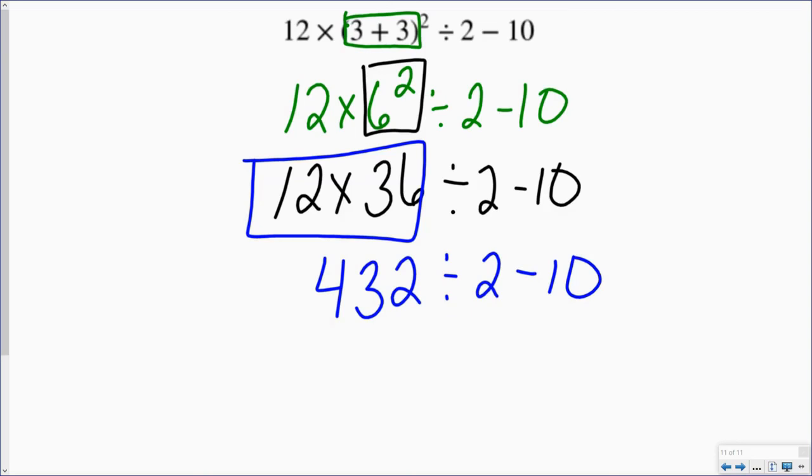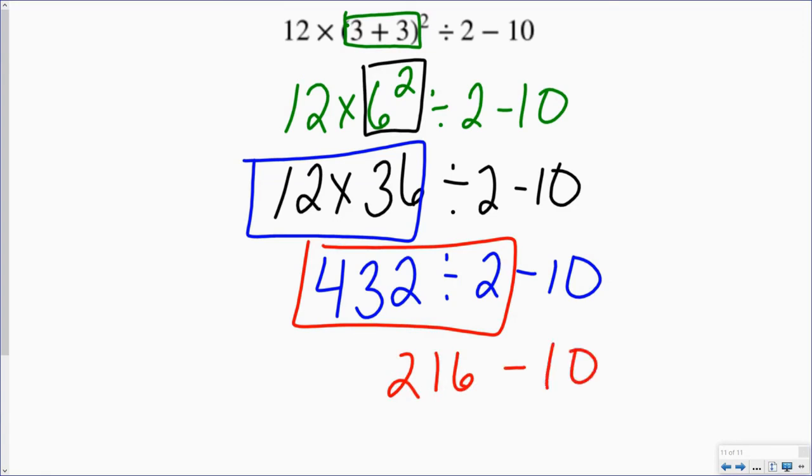I'm still looking for multiplication and division. Well, I have 432 divided by 2. And that would give me 216 minus 10. And then to finish up, I would just take 216 minus 10, and that gives me 206. So 12 multiplied by parentheses 3 plus 3 parentheses squared divided by 2 minus 10 simplified down is 206.